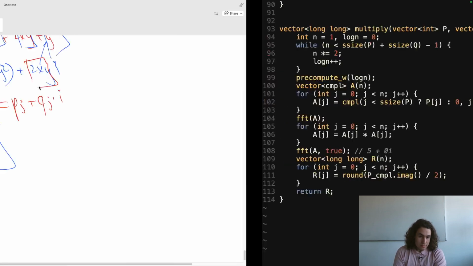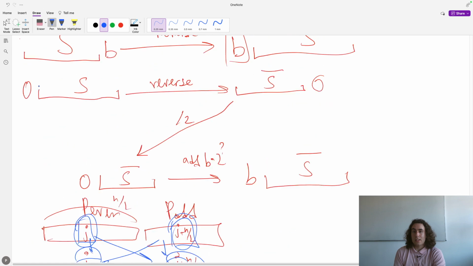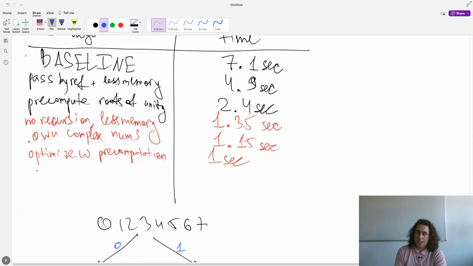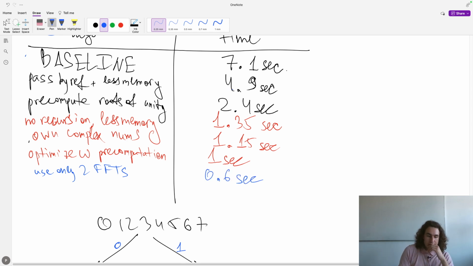And doing this actually brings the time of our algorithm, we use only 2 FFTs, down to 0.6 seconds. So we went from 7.1 to 0.6, which is a 12x improvement. Great.